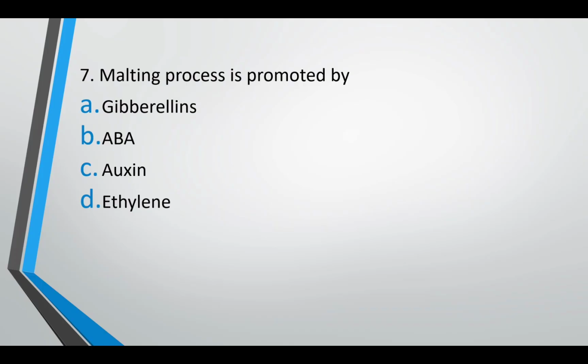Question 7. Malting process is promoted by option A, gibberellin, option B, ABA, option C, auxin, or option D, ethylene. Malting process is promoted by. Correct answer is option A. Gibberellins promote the malting process.